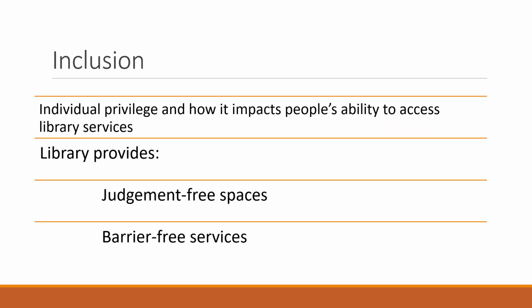So let's talk about inclusion. This includes our individual privilege and how it impacts people's ability to access library services. The library provides judgment-free spaces and barrier-free services. So think about things like going fine-free. Libraries that charge late fees and things like that are leaving people out who cannot pay those fines, and that's not very inclusive. I know there's probably groups doing papers and group projects about going fine-free, so I'll leave that example at that. But it's a good example of ways libraries can be more inclusive.